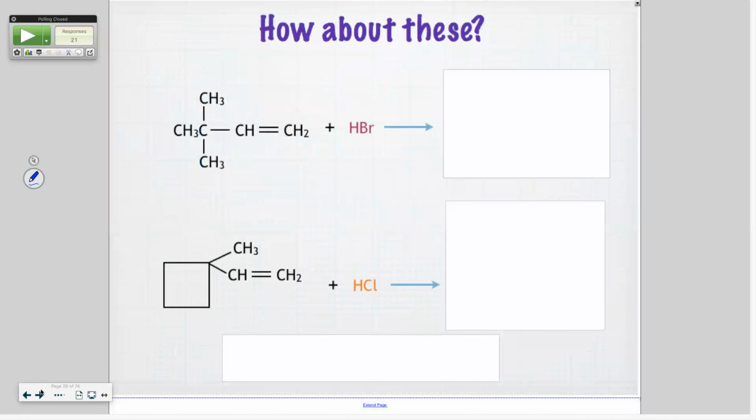Okay, how about these? What will you get if you do this reaction up here at the top? Do you have this page? What do you think you'll get? What's your choice?